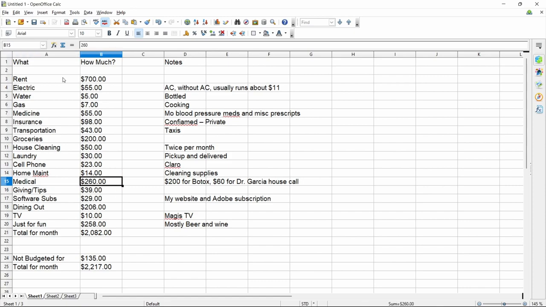Medical, 260. Now, 200 of that, as you can see here, was for Botox. My dentist, Dr. Carino, because of the problem that I have with grinding my teeth, we decided to try Botox to see if it would help me. And for those of you interested in knowing, it does and it doesn't.